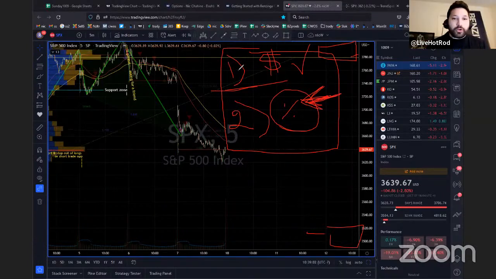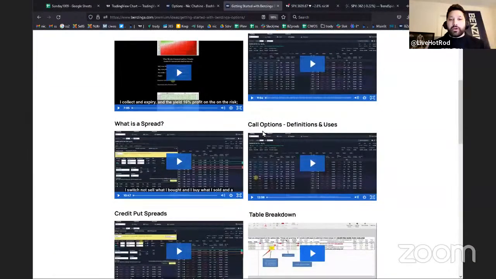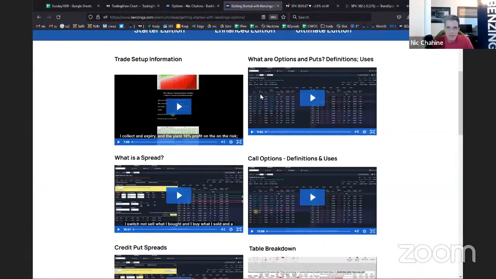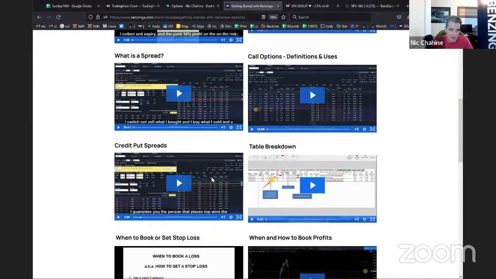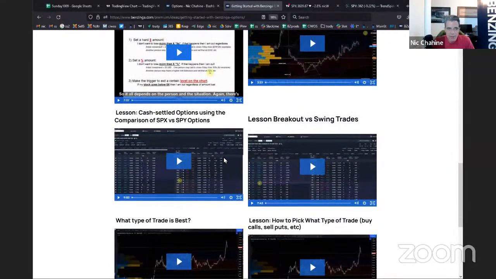For those that are new, if you don't know how to do this, don't feel overwhelmed. Nick has a beginner kit, essential for everybody that's starting out. It helped me when I started out with options: what is a credit put spread, how to use them, setting a stop loss, managing your wins. So this one covers what are options, what are puts, what are calls, what are spreads in general, what is a credit spread? That's my money maker right there. And a few other things that we will continue adding.